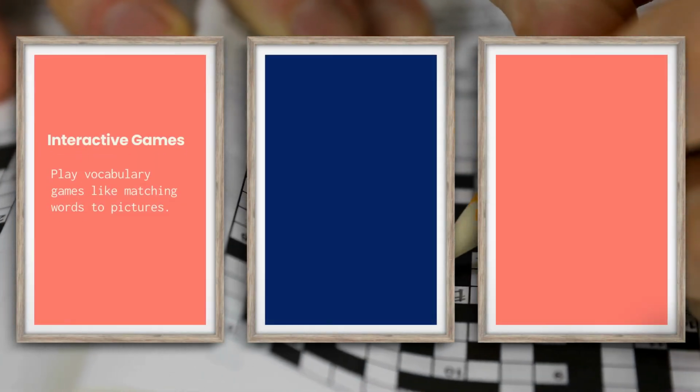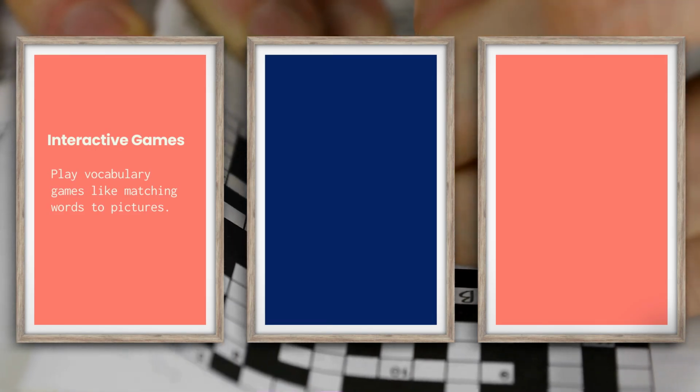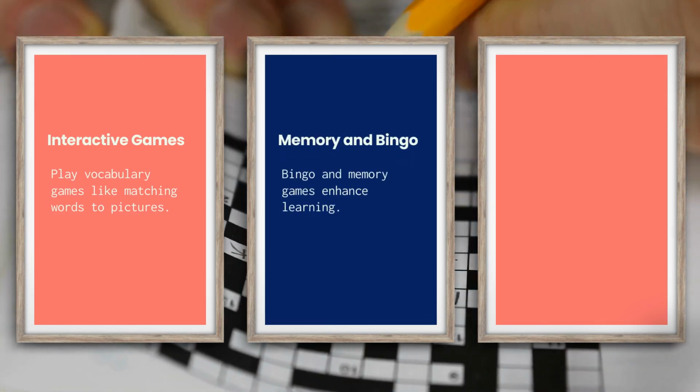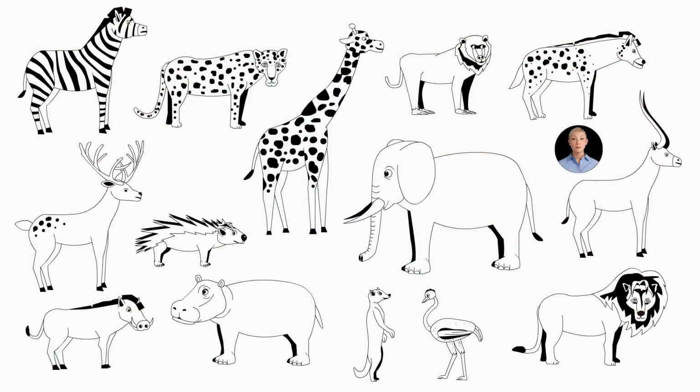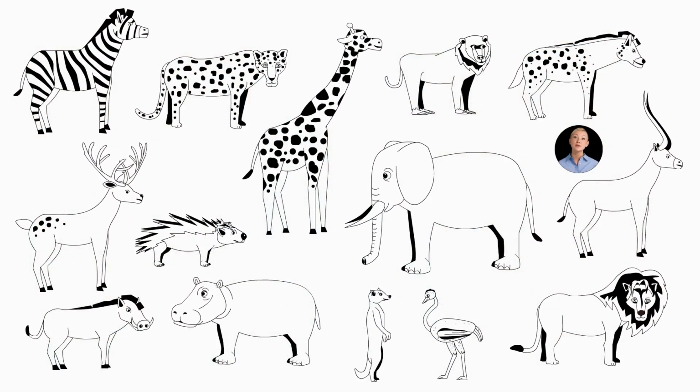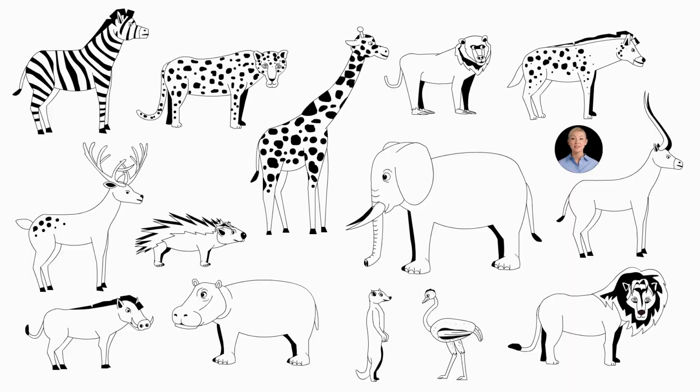Interactive games: play vocabulary games like matching words to pictures, bingo, or memory games. These make learning fun and engaging. For example, play a matching game where students match pictures of animals to their names.